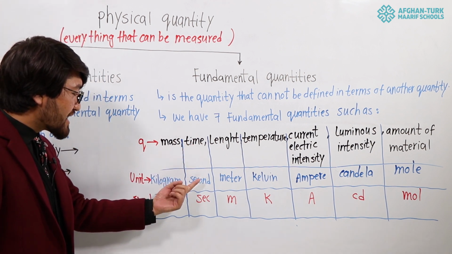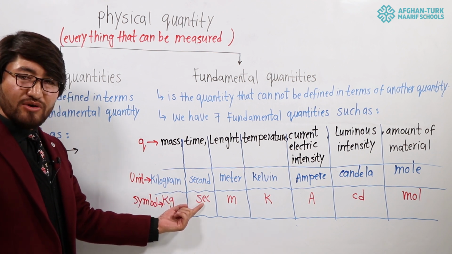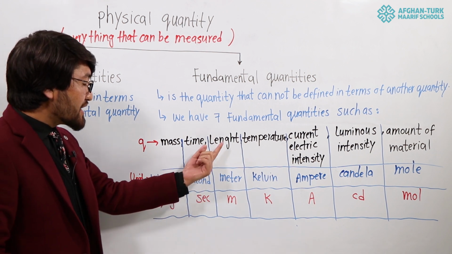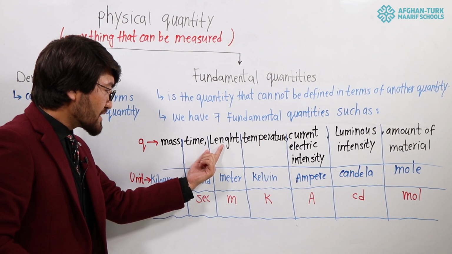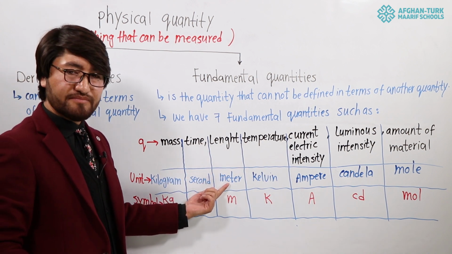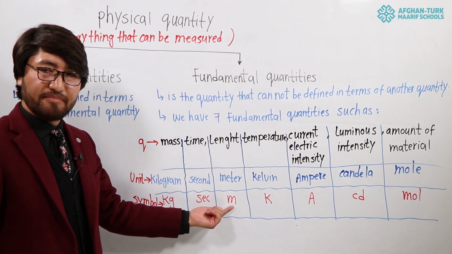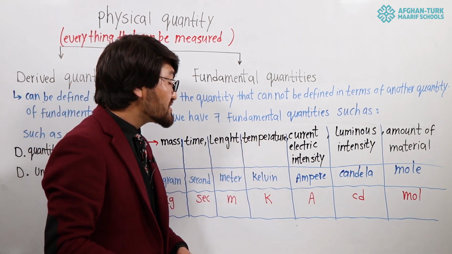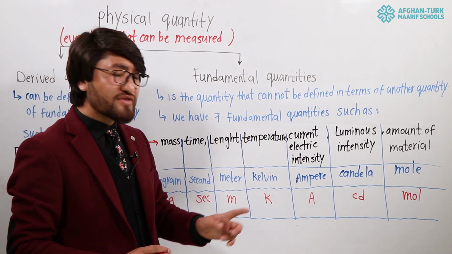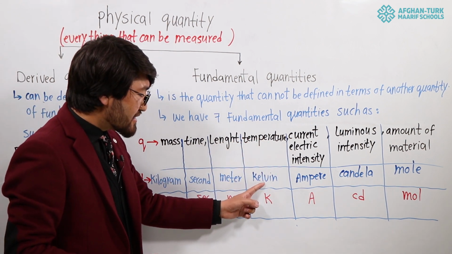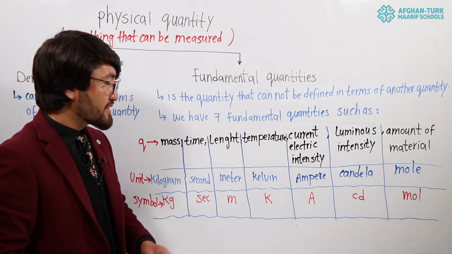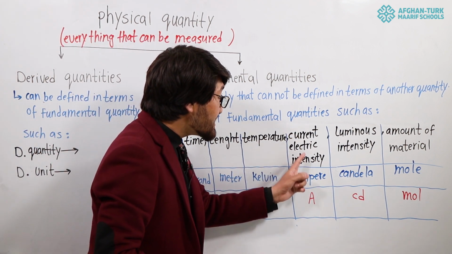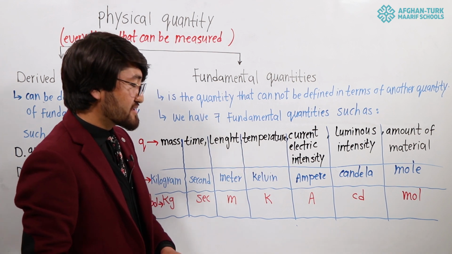What is the unit of time? Second. What is the symbol of second? SEC. Here we have length. What is the unit of length? Meter. What is the symbol of meter? M. Temperature. What is the unit of temperature? Kelvin. What is the symbol of Kelvin? K.